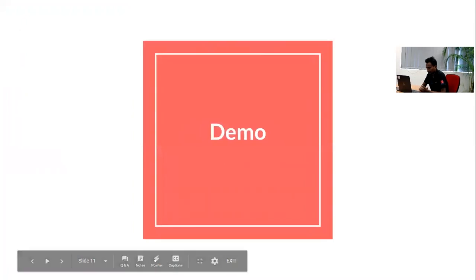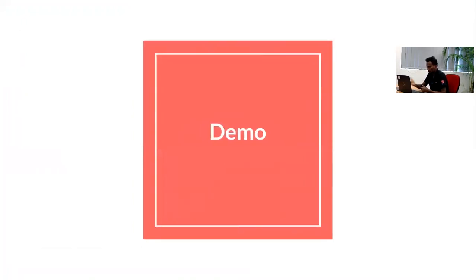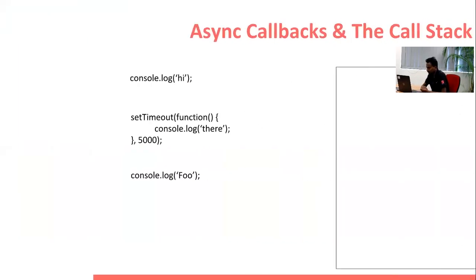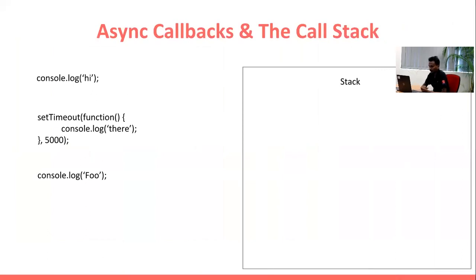So what do we do to actually overcome this issue? There is something called async callbacks, or asynchronous callbacks, which is actually a solution that comes to rescue us in this situation. So let's see how we can use async callbacks to pull us from this obstacle. So let's look at this code in the first place. So setTimeout is again a function which allows us to run a piece of code after a certain delay.